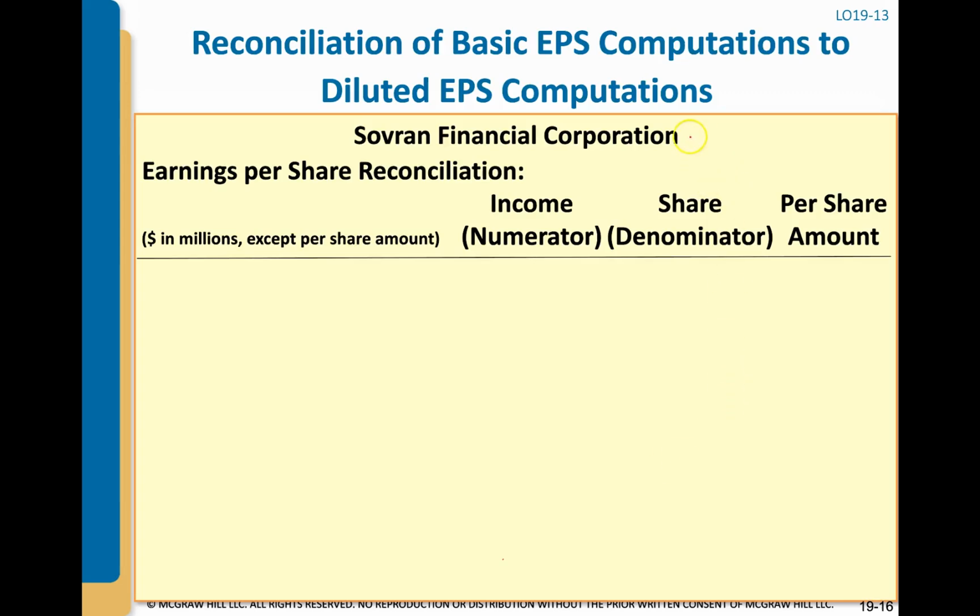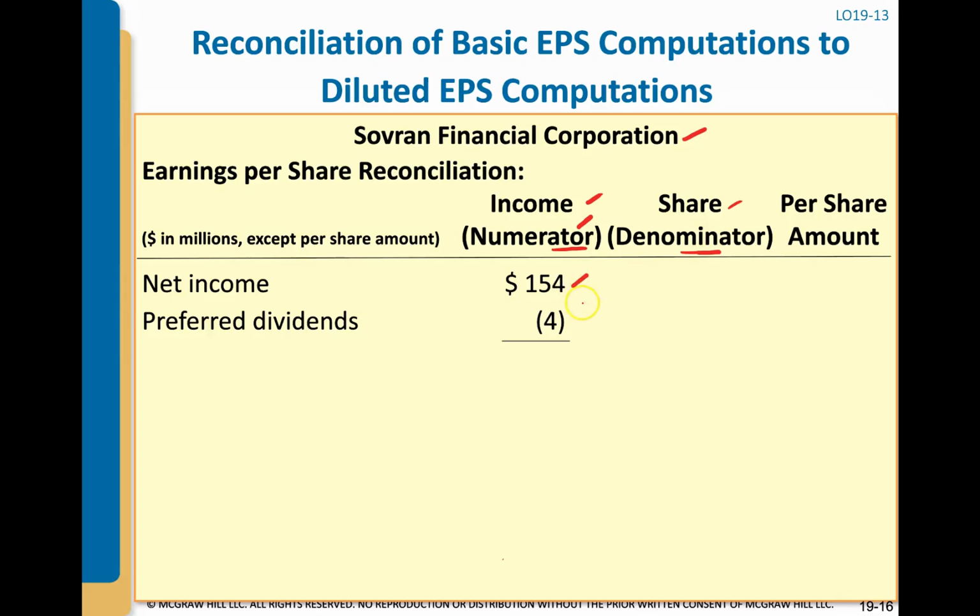So let's look at this company that we've been working with in all these videos related to earnings per share, the Sobran Financial Corporation, of how it would be presented in the disclosures, the reconciliation between the basic earnings per share to diluted. And here we have our income, right? Income for common shareholders or earnings for common shareholders, and that's going to be our numerator. And when it says shares, this is the average weighted common shares outstanding. That's our denominator. So for basic earnings per share, we have our net income of 154 minus our preferred dividends, and so our earnings available to common shareholders is 150 million. Our shares outstanding 75, so we have a $2 basic earnings per share.